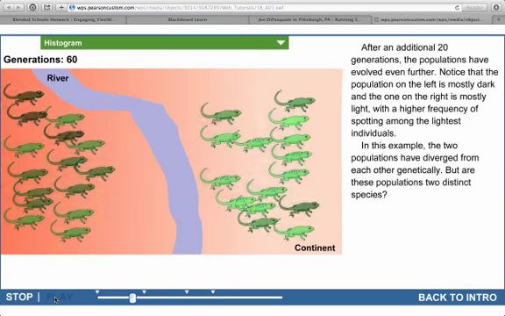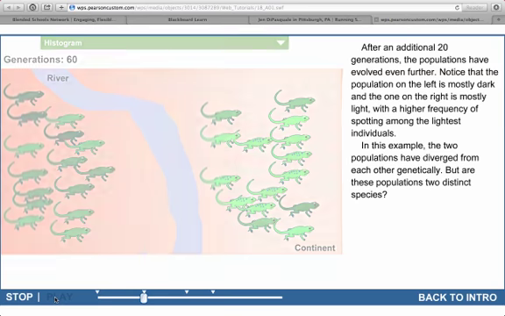After an additional 20 generations, the populations have evolved even further. Notice that the population on the left is mostly dark, and the one on the right is mostly light, with a higher frequency of spotting amongst the lightest individuals. In this example, the two populations have diverged from each other genetically. But are these populations two distinct species?